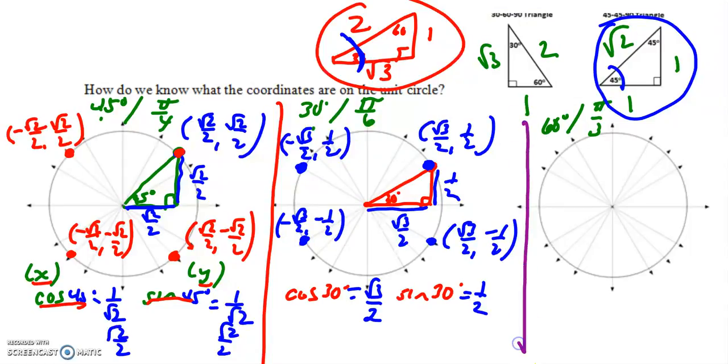Last but not least, we'll do the 60, 30, 90 triangle. And let me draw it first. This is my 60 degree. Drop a perpendicular. 60 here is my reference angle.